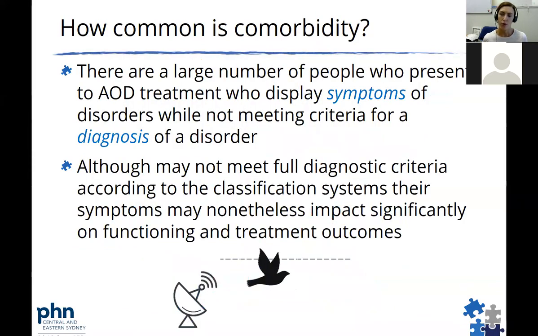There are also many people who experience symptoms of the disorders but don't necessarily meet the criteria for a diagnosis of a disorder. And this means that a lot of people can have their lives significantly disrupted by symptoms of their mental health disorders, but without meeting the diagnostic criteria for a mental health disorder, they tend to fly under the radar of a lot of services.